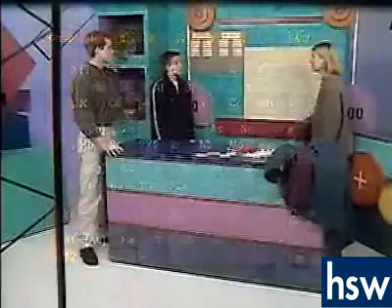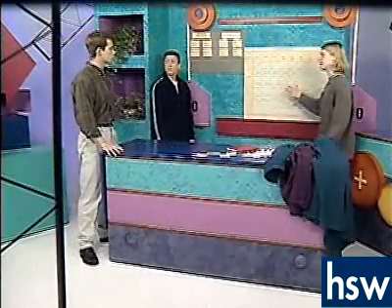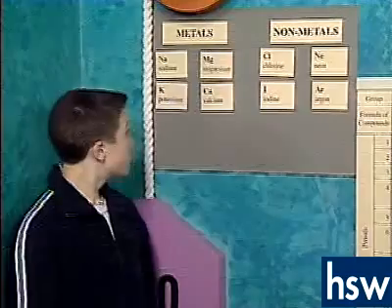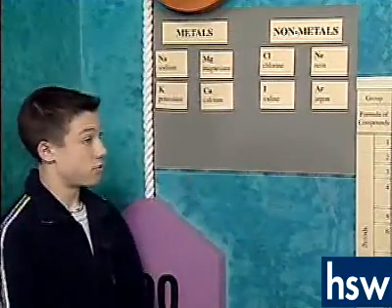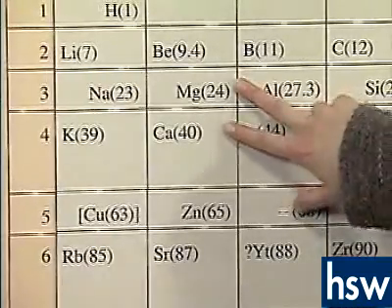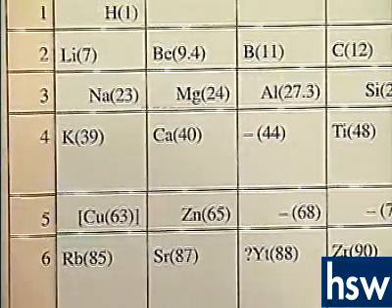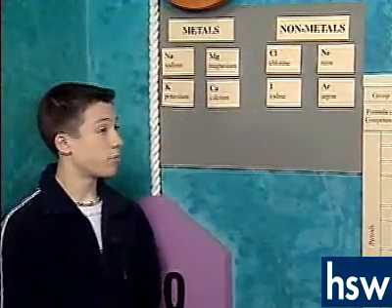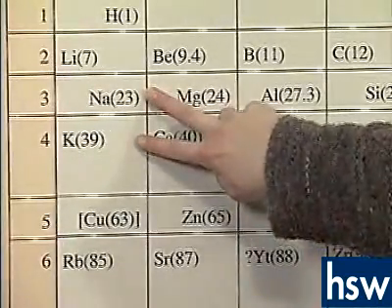So we should be able to compare our groups to Mendeleev's. Good idea. Our table shows calcium and magnesium as a group. Here they are. Mendeleev puts them in a group too. And we have potassium and sodium as a group. Okay, they're in a group as well.